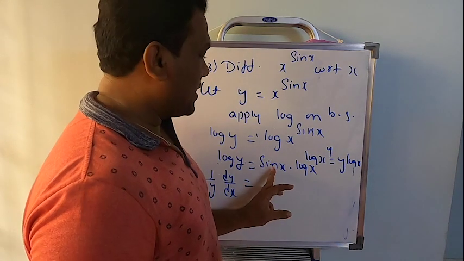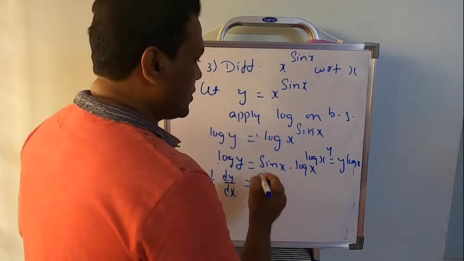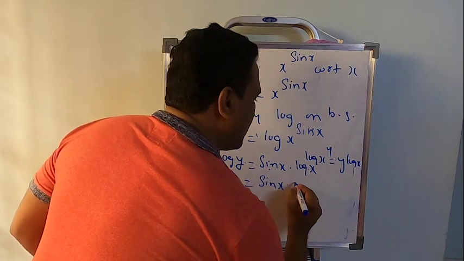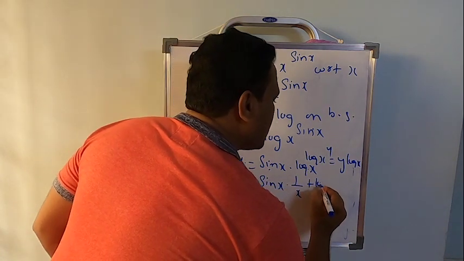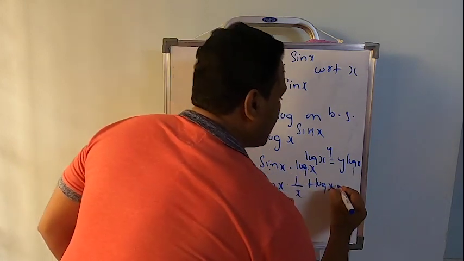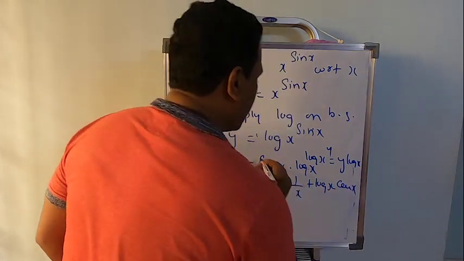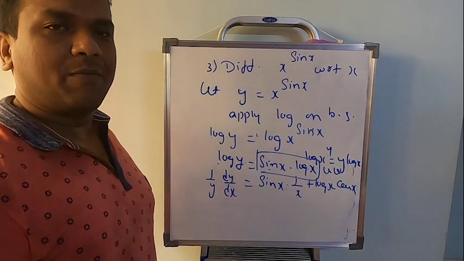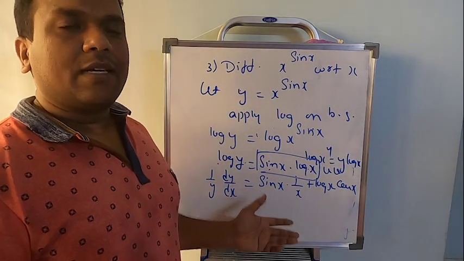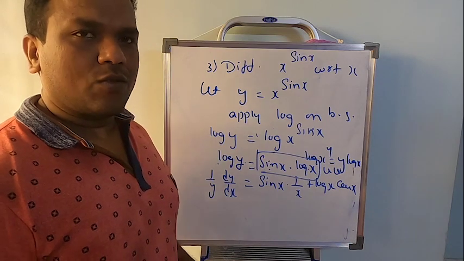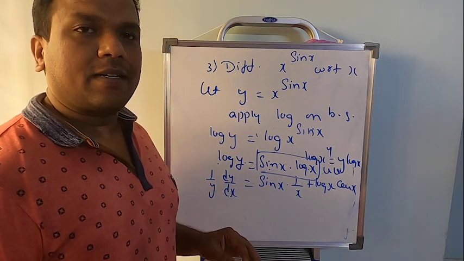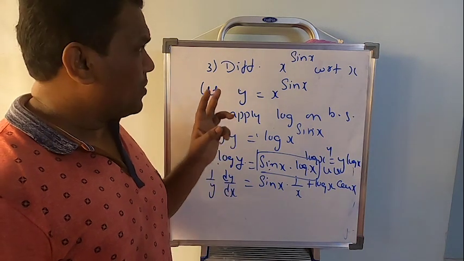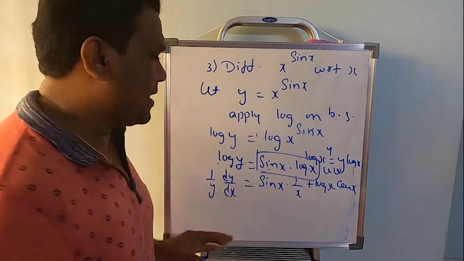To differentiate the right side, every time there will be a product rule. So sin x multiplied by log x: sin x multiplied by the differentiation of log x, which is 1 by x, plus log x multiplied by the differentiation of sin x, which is cos x. So apply the product rule when differentiating sin x multiplied by log x. The rest of the differentiation will be over most of the time. After differentiating, try to do one or two steps of simplification. Remember, our final aim is to differentiate, that means I want the value of dy by dx finally.